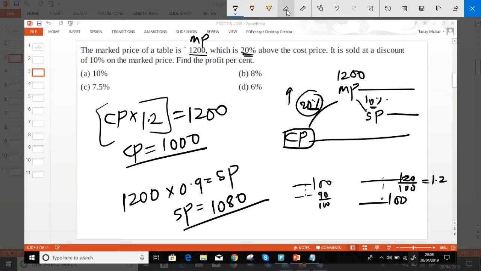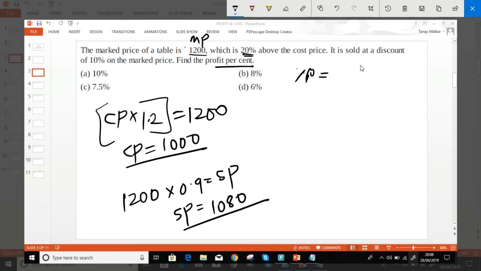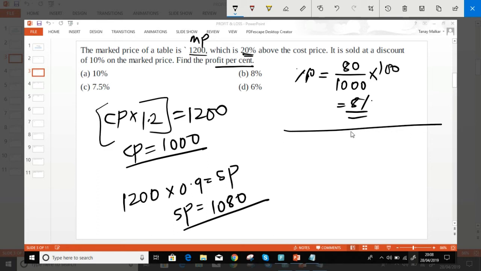Now we have two ways to find the profit percentage. One is the conventional way, where percentage profit is given as selling price minus cost price divided by cost price. So 1080 minus 1000, that will be 80, divided by cost price 1000 multiplied by 100. So that is nothing but 8%. Okay, this is the conventional way. If you want to follow this, you can go ahead and follow this, no issues. But if you don't want to follow this, how to solve that?